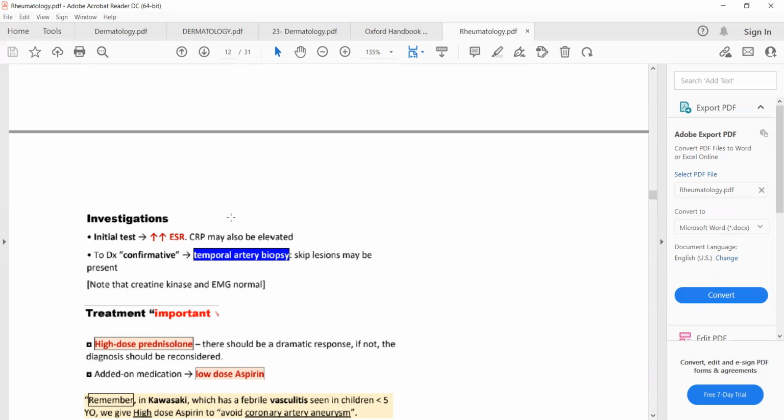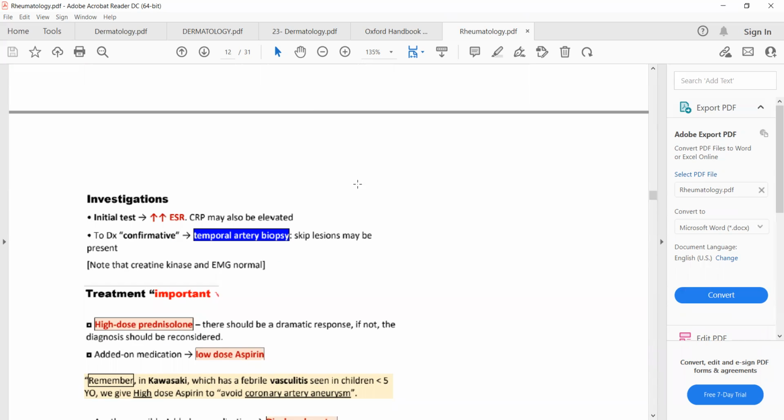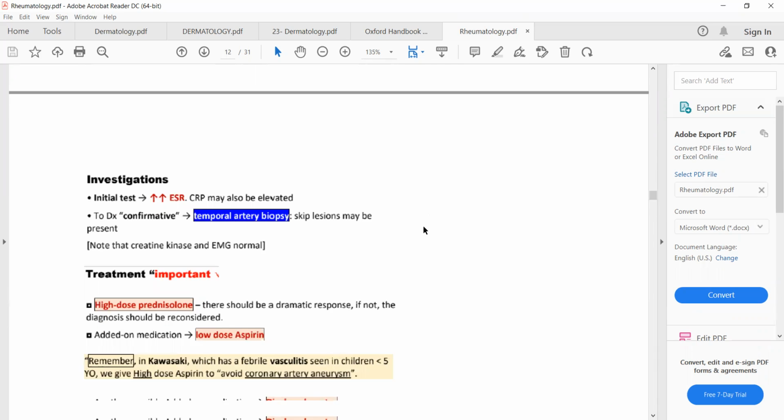ESR will be raised because it is an autoimmune and inflammatory condition like polymyositis and polymyalgia rheumatica. So ESR is raised. CRP may also be elevated. The confirmatory test, or the diagnostic test, or the most appropriate test is temporal artery biopsy, which will show skip lesions. Some regions of the artery will be affected and some will have giant cell inflammation. Giant cells are basically enlarged macrophages.